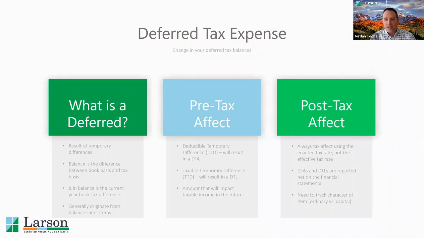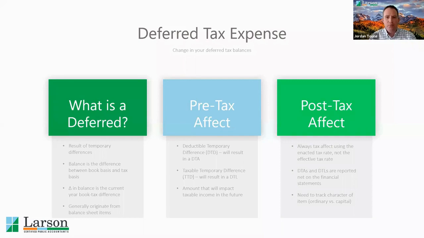And then post-tax effect. So we always want to use the enacted tax rate, not the effective tax rate. This is important because what these represent are future items, future deductions or future income items, that we need to apply the proper tax rate to.